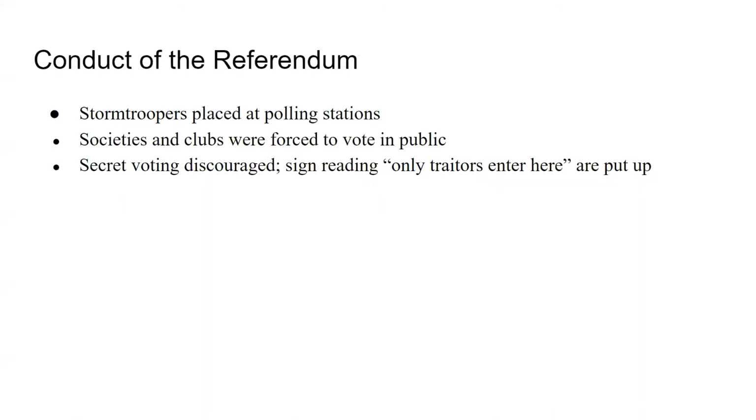Well, it was not a very fair referendum. Stormtroopers were placed at polling stations, and people were forced to vote in public so that, oh, you guys are against Hitler? Are you really against Hitler? And people were discouraged from voting by themselves, and there were claims saying, oh, if you want to vote in secret, well, you're a traitor. So signs reading "only traitors enter here" were put up. And then Hitler was a complete dictator of Germany. And you guys know what happens after that, don't you?